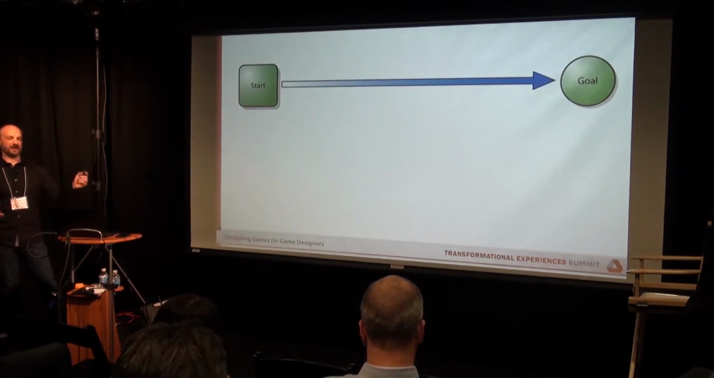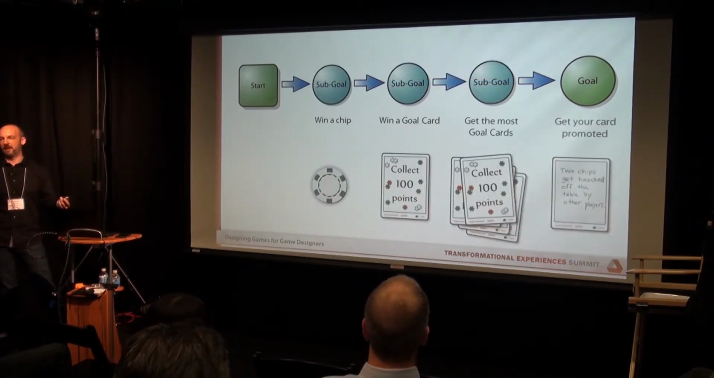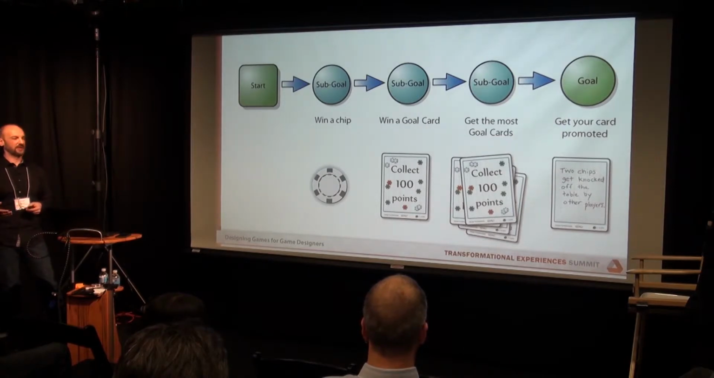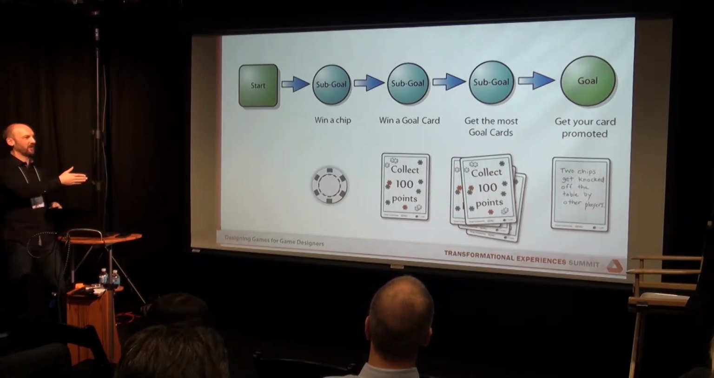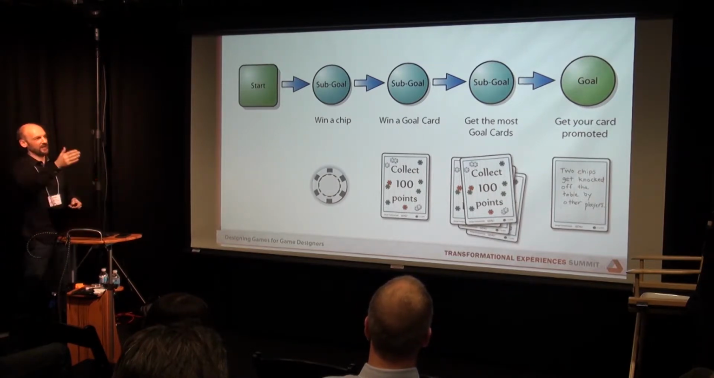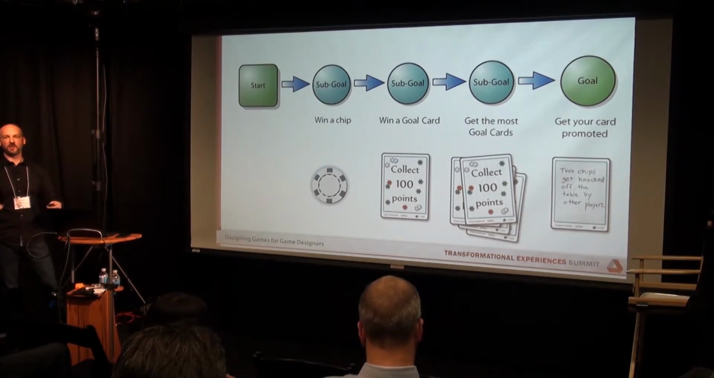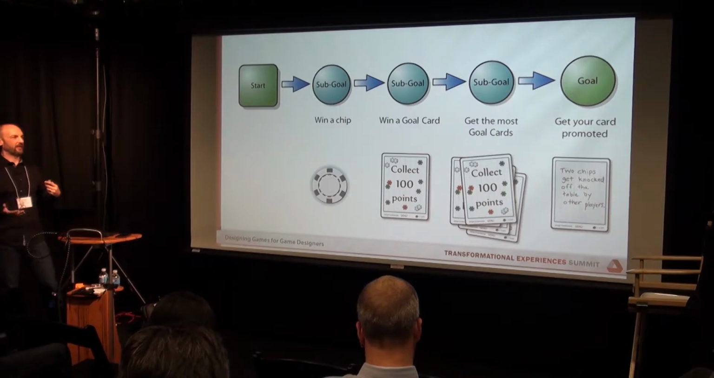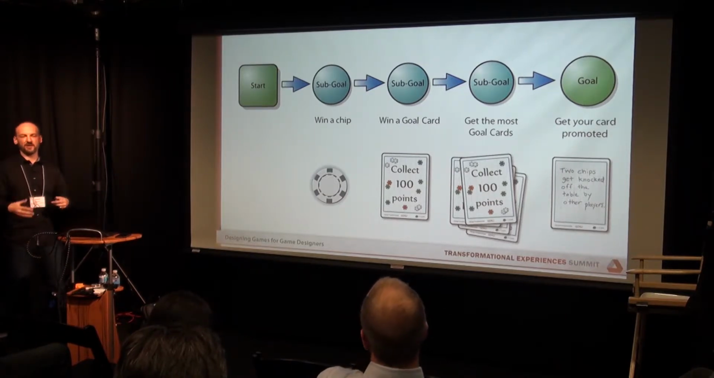So there's this idea that there's a start and a goal, but really the class is saying you can divide any problem in a game space down to a bunch of sub-goals. A sub-goal is like, I just want to win a chip because I want to win a goal card, because I want to get the most goal cards, because I want to be the person who gets my card promoted. By nesting goals within goals and sub-goals, you can really engage the player over a long period of time and get different feels as they go through a 2-hour exercise. Even though the base game is only about 5 minutes long, it feels different. It feels like you're advancing towards something.